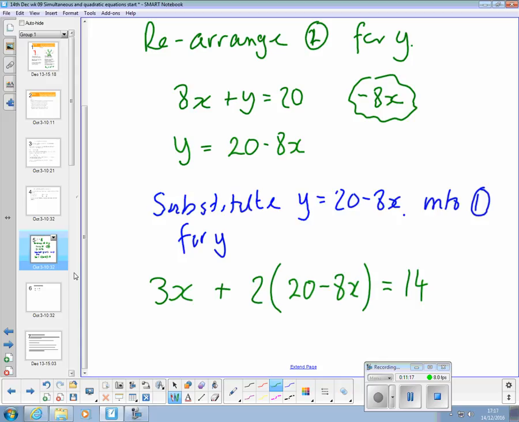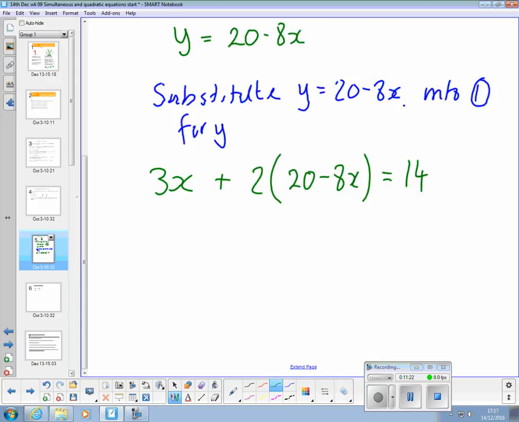Now we've got to work with that equation to get it so it says x is equal to something. So what's the first job to do? Get rid of the brackets. So we've got to multiply out the brackets. So we've got 3x there plus 2 times 20, yeah, 40. 2 times minus 8x is minus 16x. And all of that is equal to 14. Next job. Yeah, you can do that. So we got 3x minus 16x is equal to 14 minus 40 is minus 26.